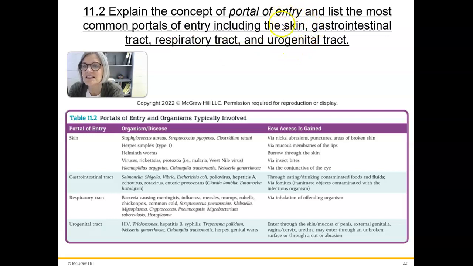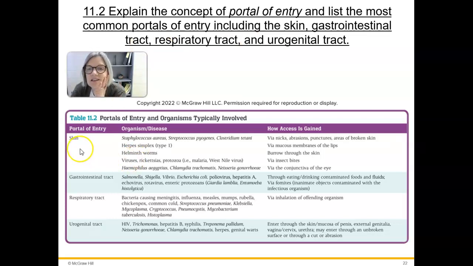When we talk about the skin as a portal of entry, the skin itself is a pretty good barrier. If it wasn't, we would be getting a lot more infections than we do. The skin has keratin, the waterproofing protein that prevents microbes from going through the skin easily. But a common way to become infected is through cuts in the skin or through insect bites. So there are a few organisms that can get through the skin, but it's not common. It's usually through a cut or an insect bite.